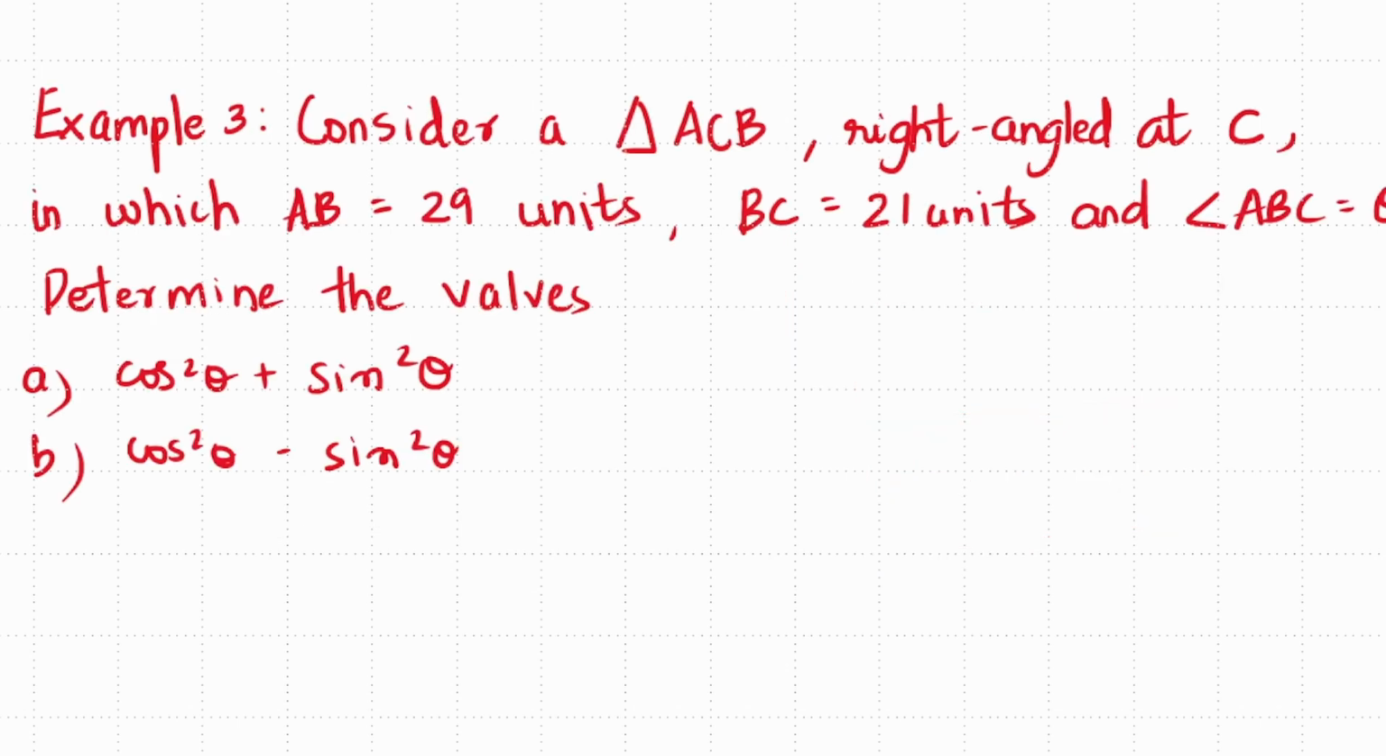That is example number 3. Consider a triangle ABC. Here the triangle name and all is given, right? So let's draw a triangle, a right angle triangle, which is right angled at C.